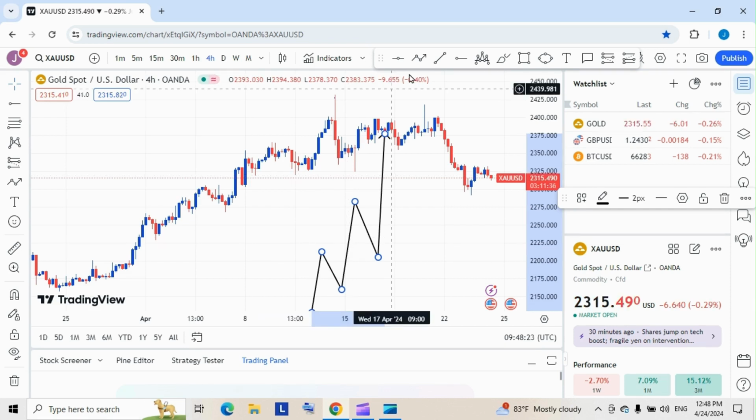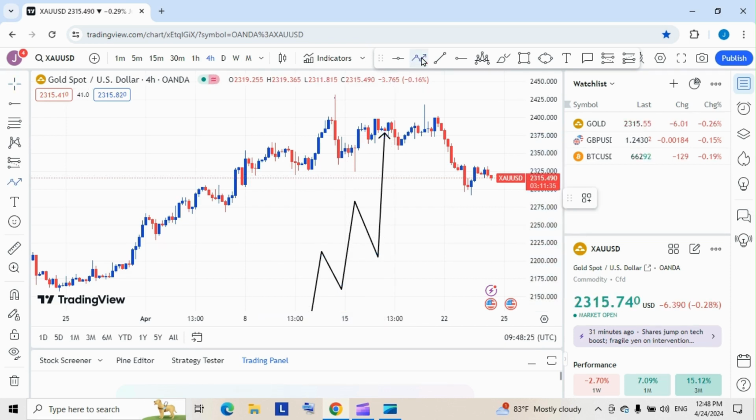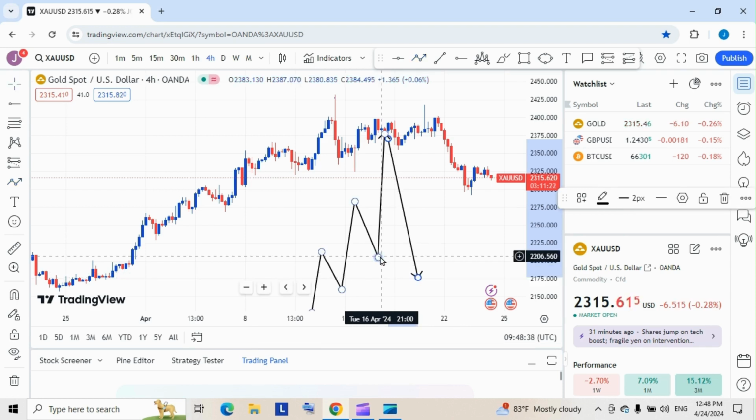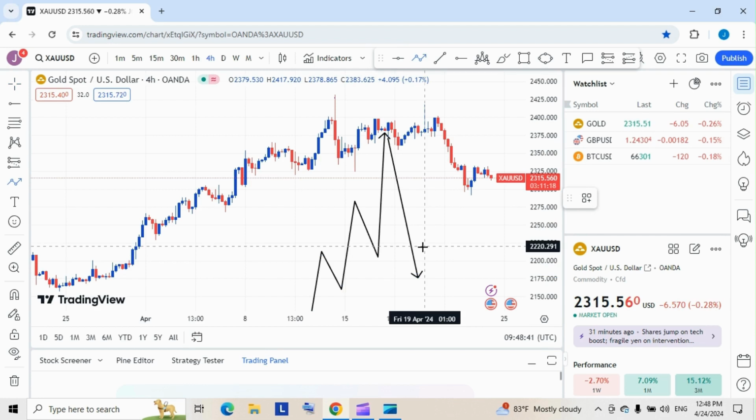Let's say you see a structure like this, price is moving up, and all of a sudden you see a reversal. Price drops down, and when it drops down, it breaks our low. Let me just show you guys before I start explaining. This is our low. Don't forget, this is our recent low.